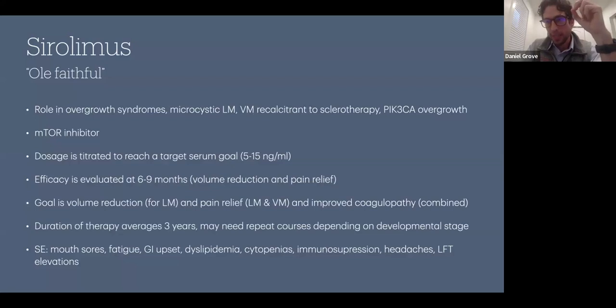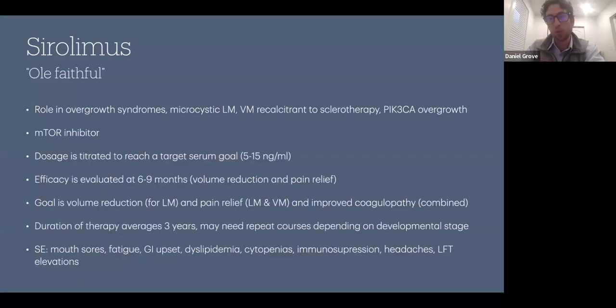Patients often need multiple blood sticks to make sure the dose is where it needs to be. And we usually tell patients it's slow to work, over 6 to 9 months. So as you're waiting for sirolimus to kick in, these patients are often undergoing sclerotherapy sessions in the interim. The goal for sirolimus is to decrease the volume of the vascular malformation as well as to give patients pain relief, right? We're not talking about curing their disease, but about improving their quality of life. The other goal is to improve coagulopathy. Sometimes when you have these large vascular malformations, they have some consumptive changes, so sirolimus can help with that.